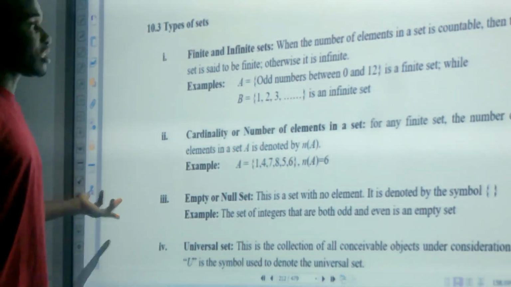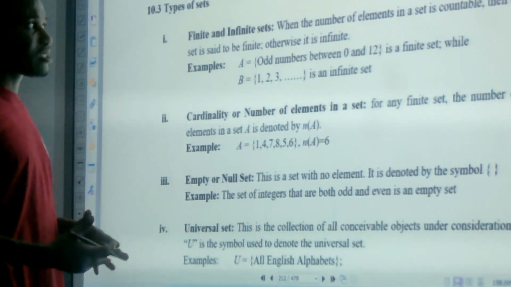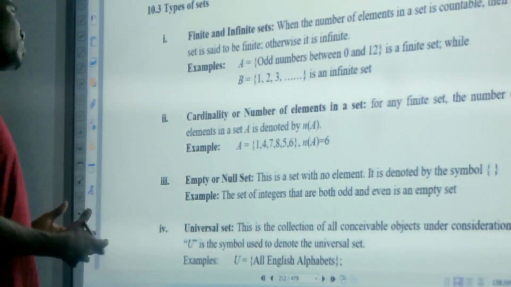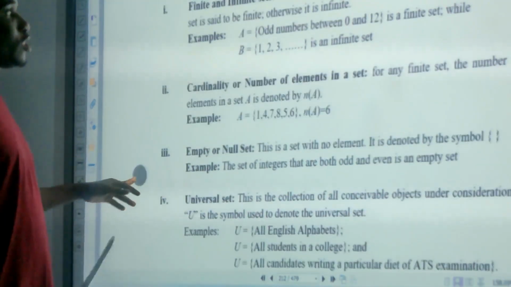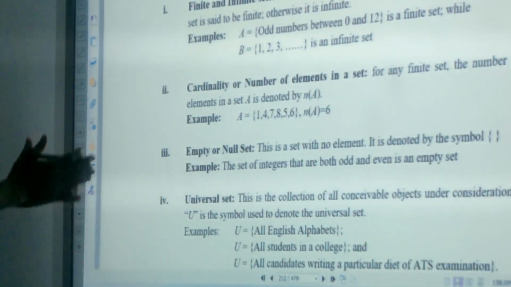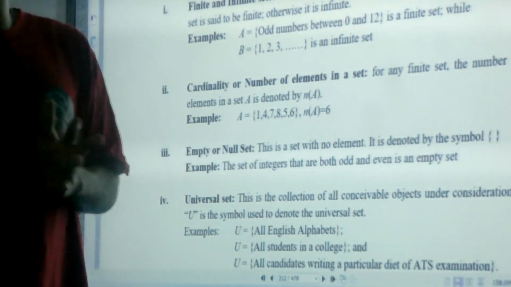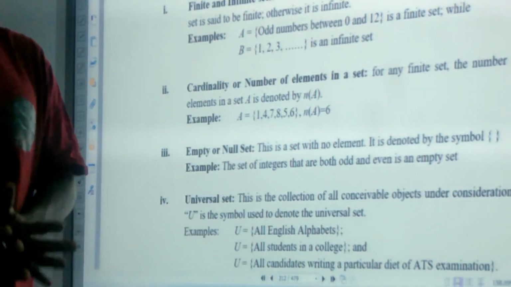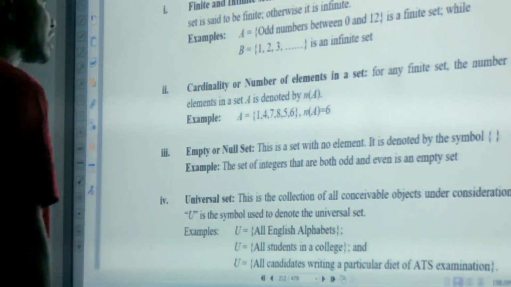So we have types of sets, which I've done: finite and infinite. When the number of elements in the set is countable, then the set is said to be finite, otherwise it's infinite. So we have odd numbers between 0 and 12. We can count all the odd numbers between 0 and 12. That is 1, 3, 5, 7, 9, 11. So this is set A.